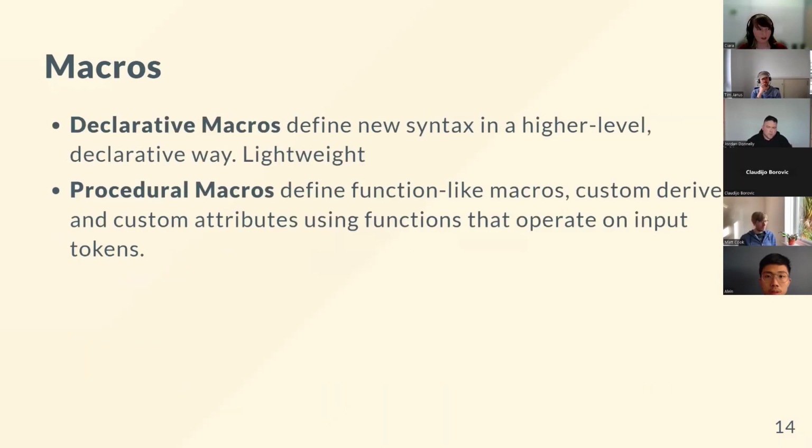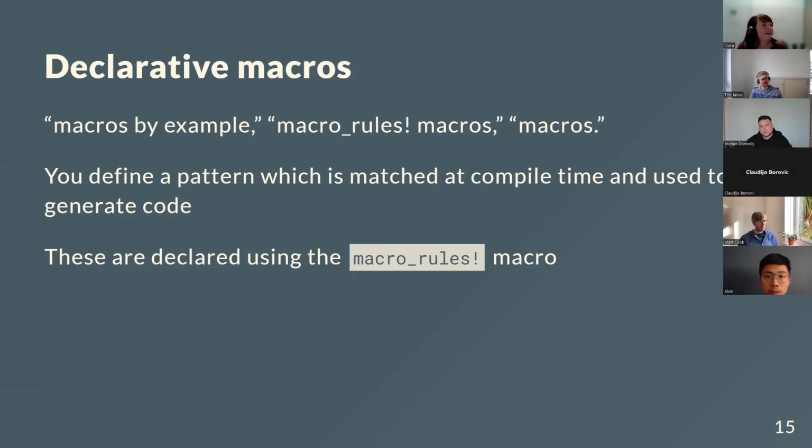There are two types of macros, which we are ambitiously going to try and cover today. Declarative macros, which define new syntax in a higher level declarative way, and they're generally considered fairly lightweight. And then procedural macros, which can give you function-like macros, but also custom derives and custom attributes, and they operate on input tokens and generate output tokens. We'll see examples of both of those, so if that doesn't mean anything to you, don't worry. We'll start with declarative macros because they are generally considered the simpler of the two.